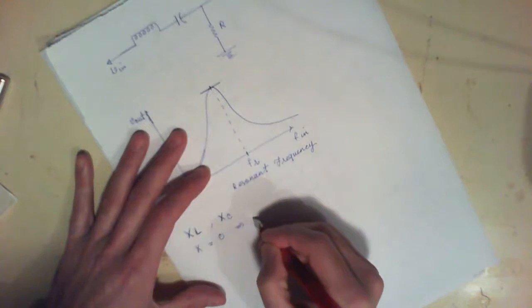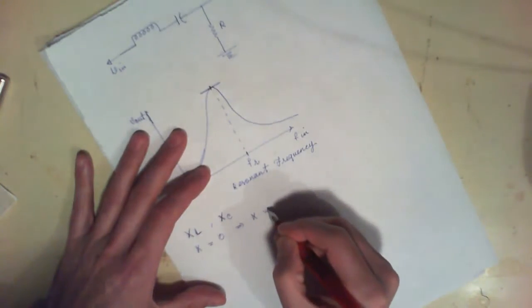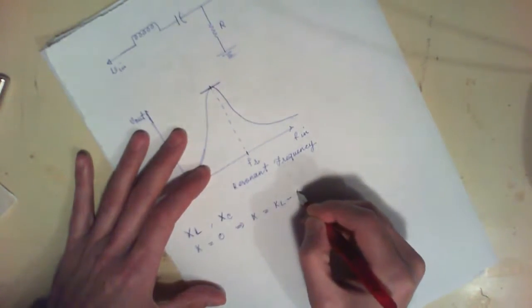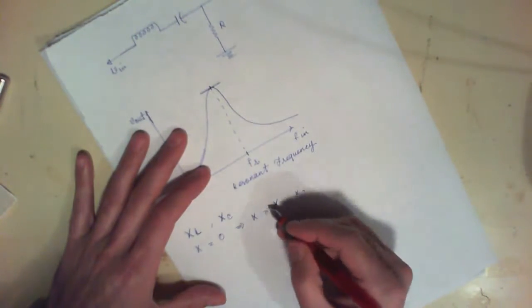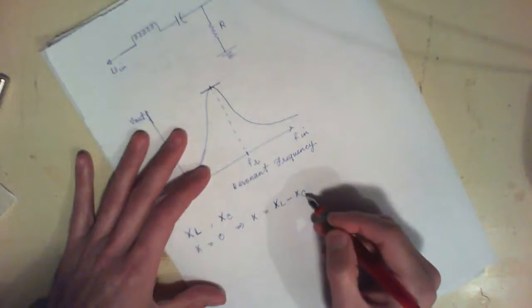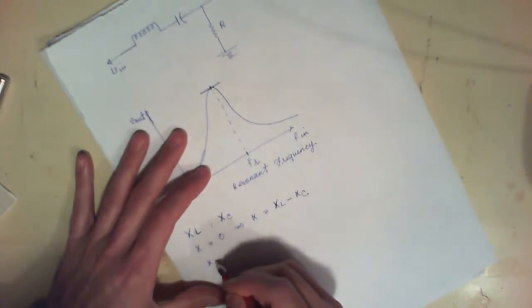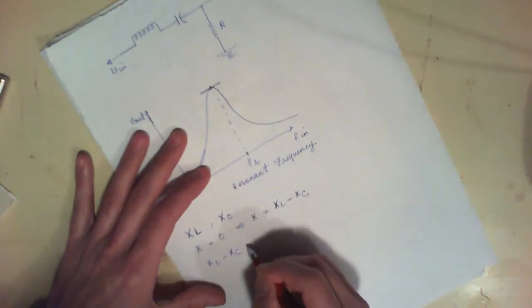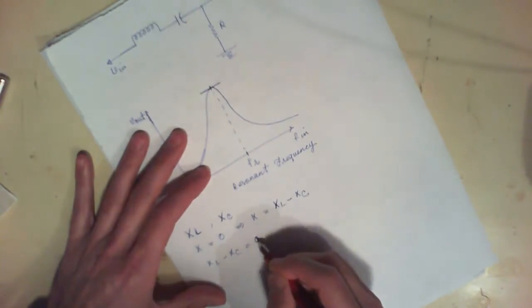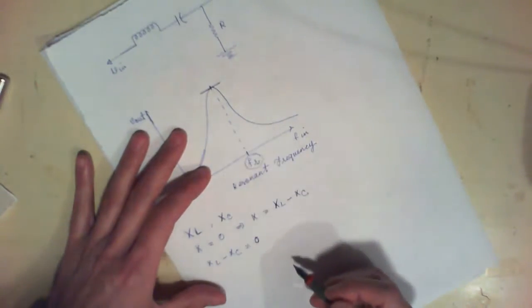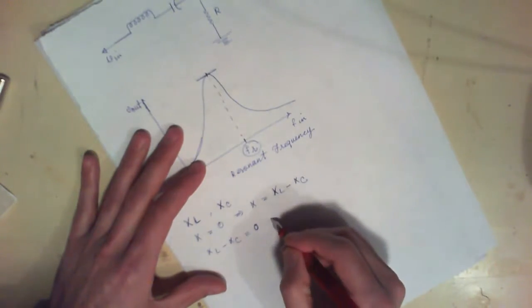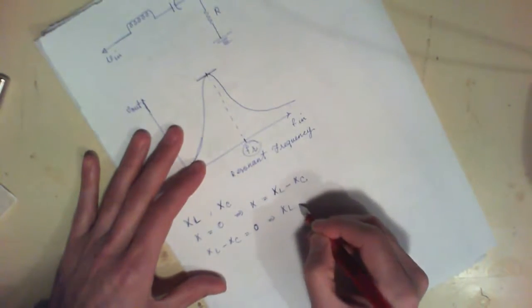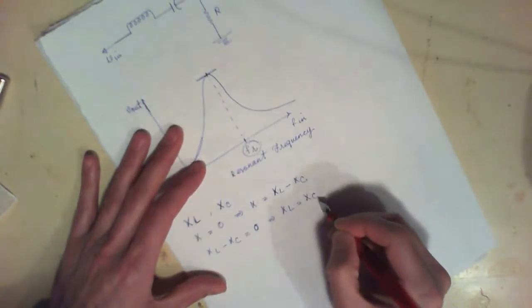And what that means is that, you know that X is equal to X of L minus X of C. So if you find that frequency where X of L minus X of C is equal to zero, that frequency is called the resonant frequency. So if X of L minus X of C is equal to zero, what that means is that your X of L is equal to X of C.